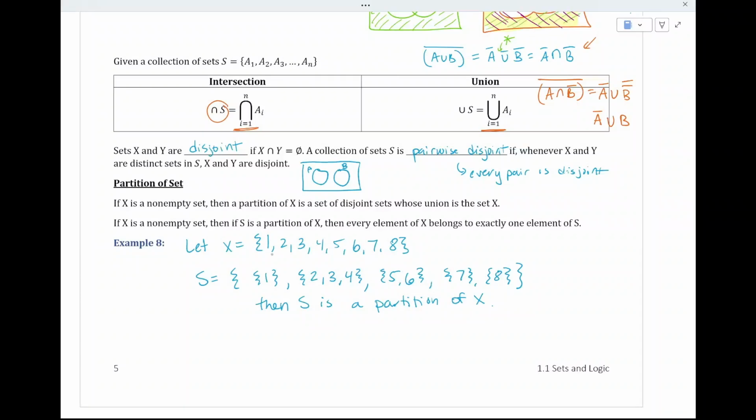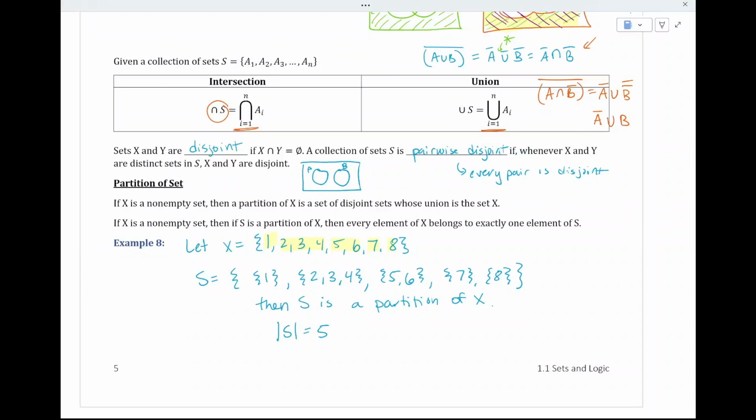So it's kind of like we're carving up this set X into 1, 2, 3, 4, 5, and 6, and then 7 and 8. And as you see, I'm doing this, there are multiple ways to cut up set X. I've chosen a way where S, the cardinality of S, is 5.